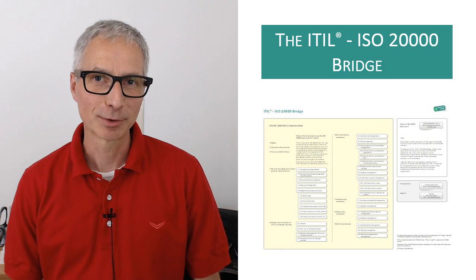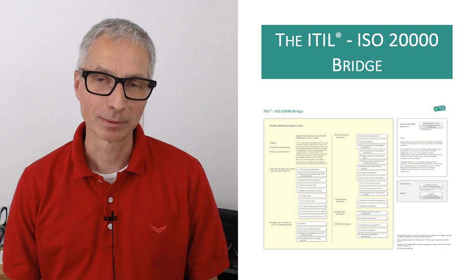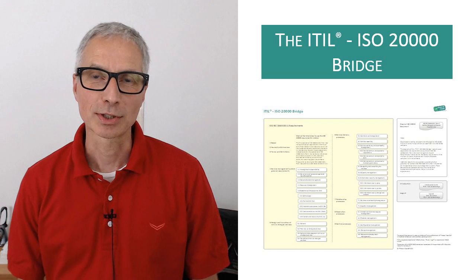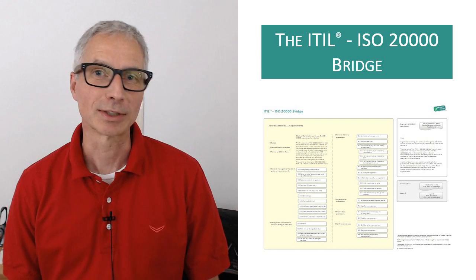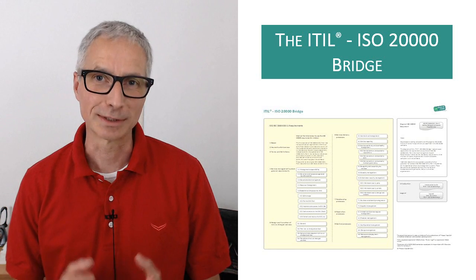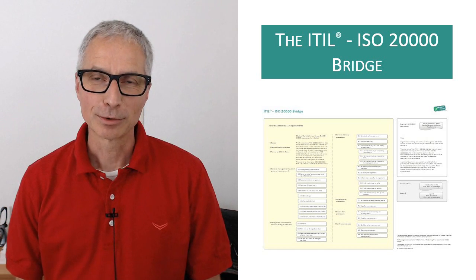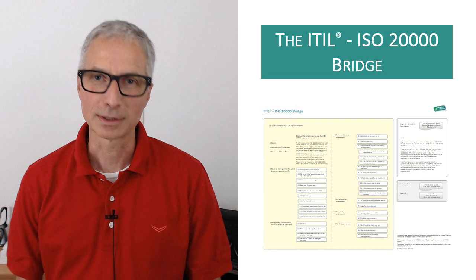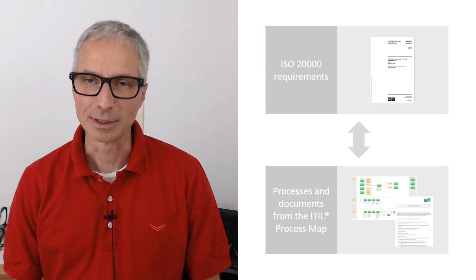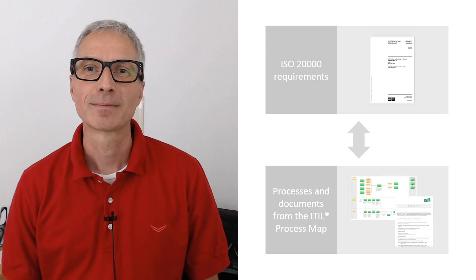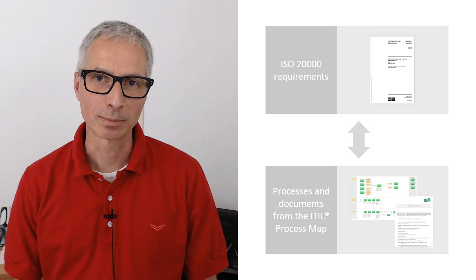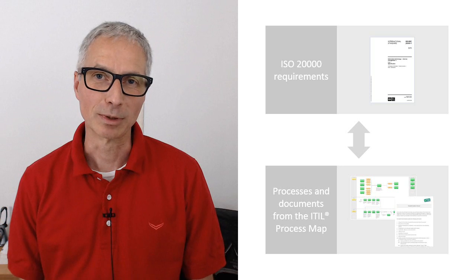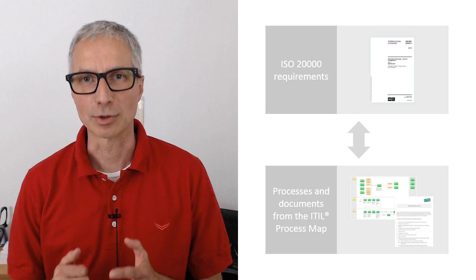In a number of earlier videos, I presented the ITIL process map. And today we'll take a look at an additional component to our process model that is designed to help you with getting certified against ISO 20000. We call that component the ITIL ISO 20000 bridge. And the idea behind the bridge is relatively simple. We use the process diagrams and documents from the ITIL process map to show you how these can be applied to fulfill the ISO 20000 requirements.